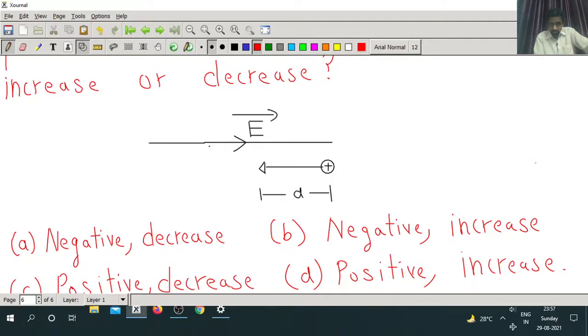Since the force and the displacement are oppositely directed, the work done by this field is negative, and the charge is moving against the field. So therefore its potential energy is going to increase. So the answer to this question, students, you can see over here, is B.